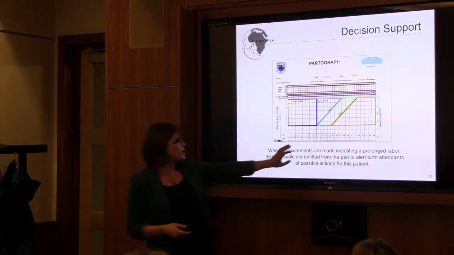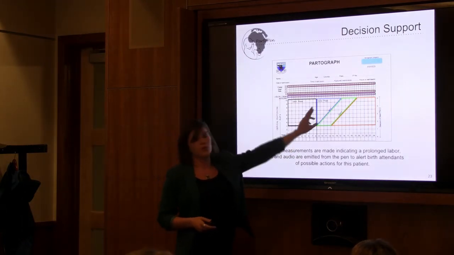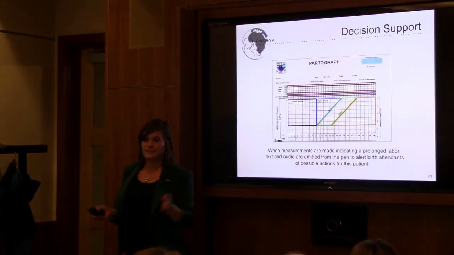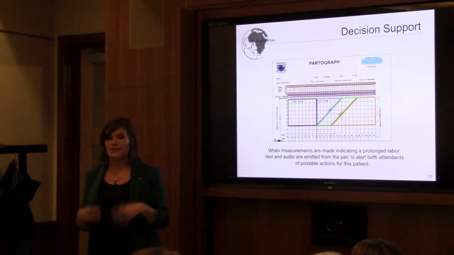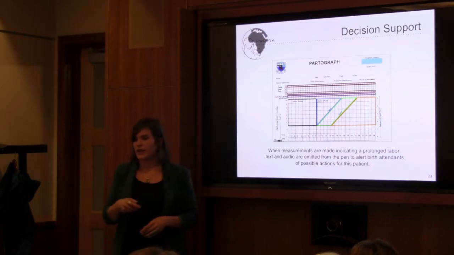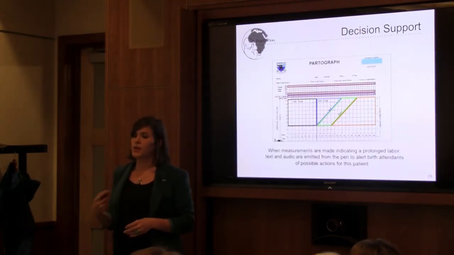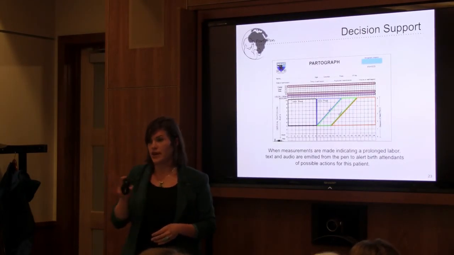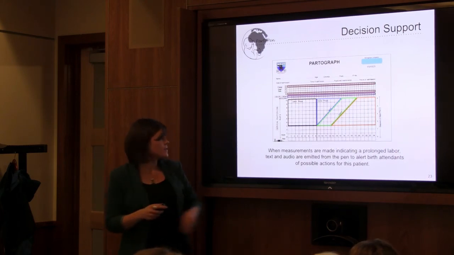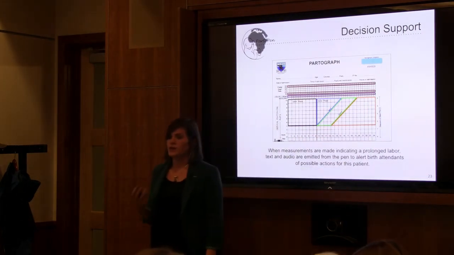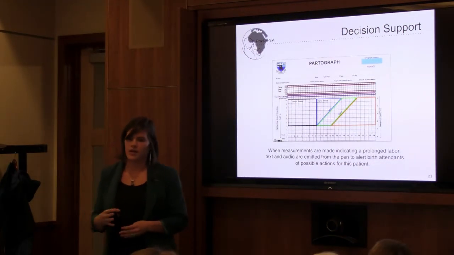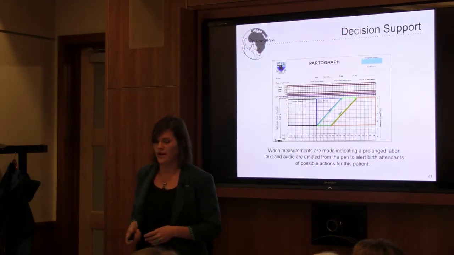If a nurse or a nursing student were to make a mark in the normal labor area, which is outlined in blue, nothing would happen because no action is necessary except to continue monitoring the patient. However, if a mark is made within the green area, it signals that this patient needs increased monitoring because she's starting to look like she might be progressing abnormally. And if her next cervical dilation measurement crosses over into the orange, you know that this is probably a case of obstructed labor or at least prolonged labor, and you need to start providing this patient with more care.